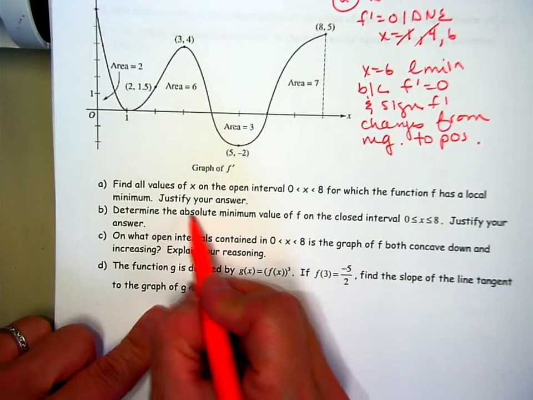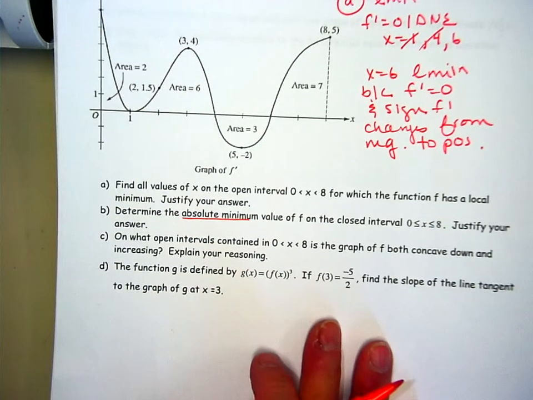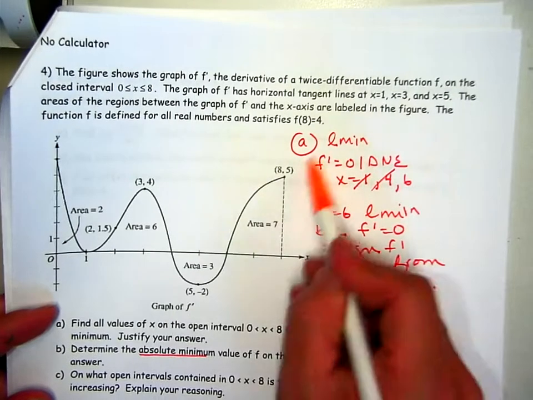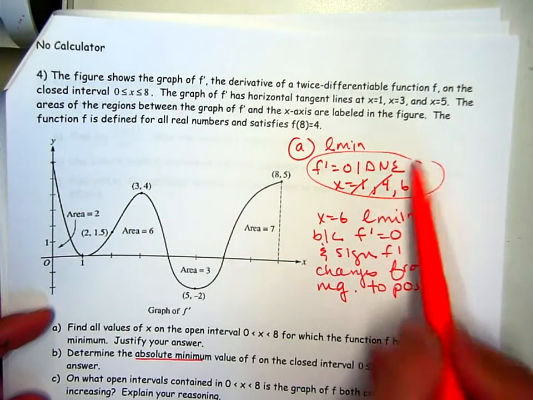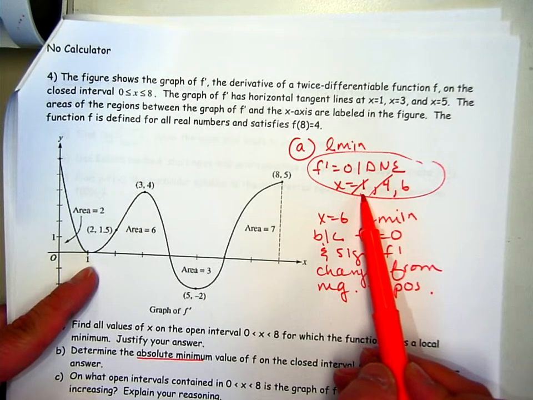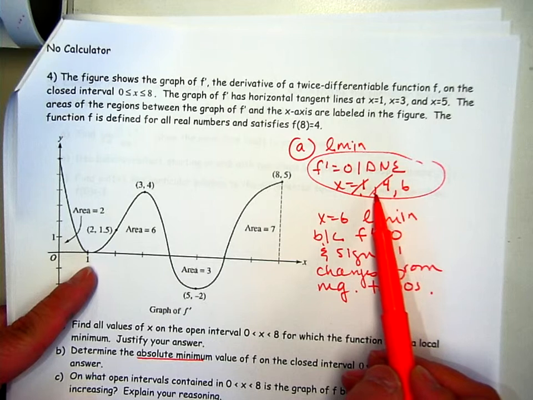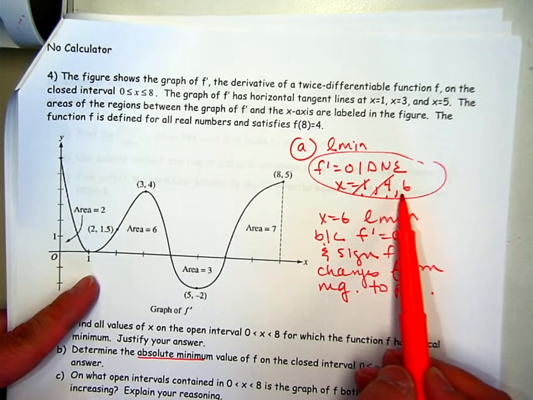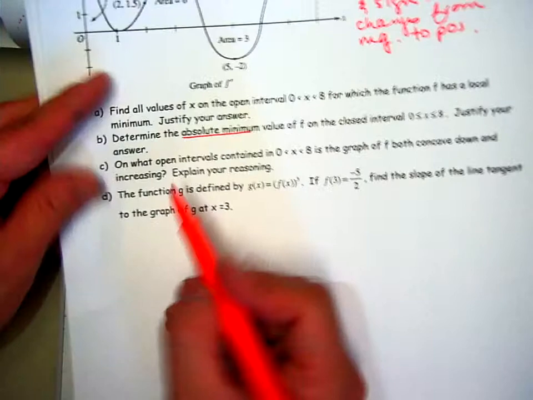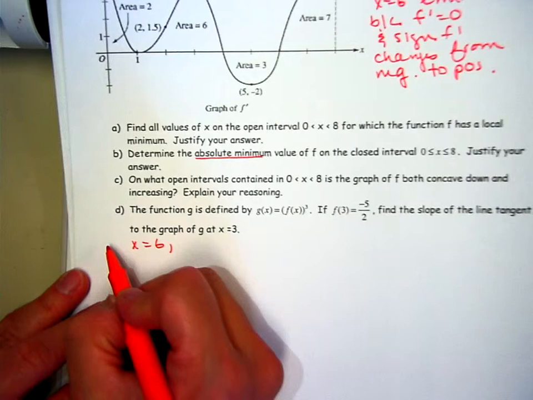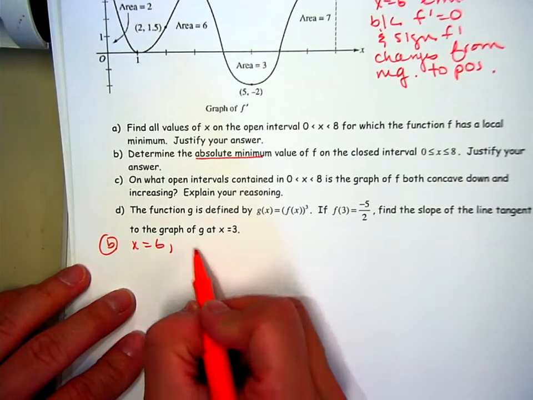Okay, part B, determine the absolute minimum. So let's think about what we need to check for absolute min. Again, the same possibilities exist for these values, but I just said that at 1, the sign doesn't change, so it can't be a min or a max. 4 was a max when I looked at the sign change, so it can't be an absolute minimum. So 6 is still a possibility. That local min could still be an absolute. The only other possibilities for an absolute are the endpoints, so I need to check 0 and 8.